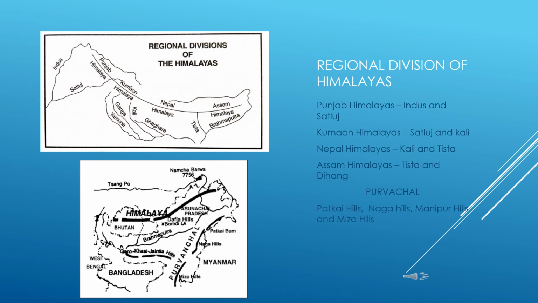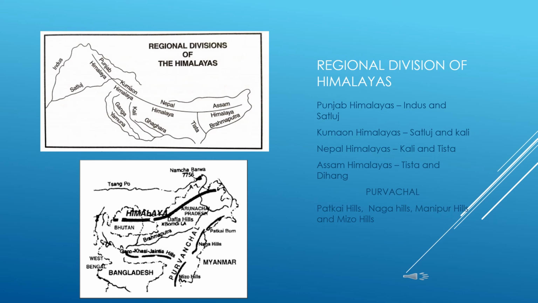Earlier, we discussed the longitudinal divisions, in which we talked about the three important ranges of the Himalaya: the inner, the middle or the Lesser Himalaya, and the Shivalik ranges. The Himalaya have also been divided on the basis of region from west to east. These divisions have been demarcated by the river valleys. So we'll see the regional divisions of the Himalaya.